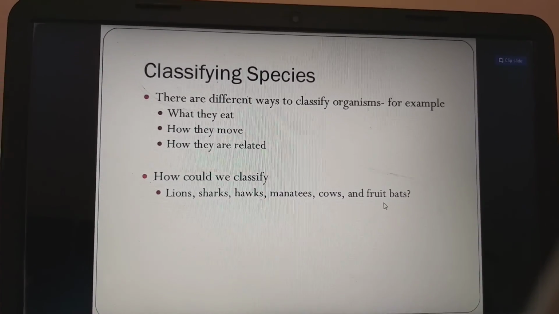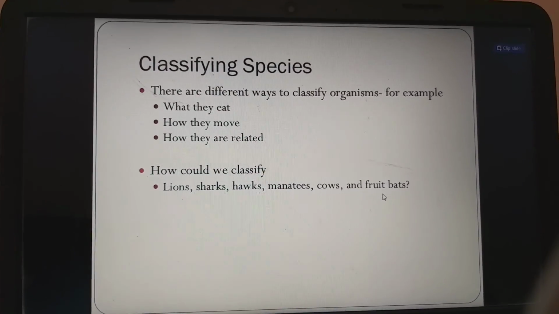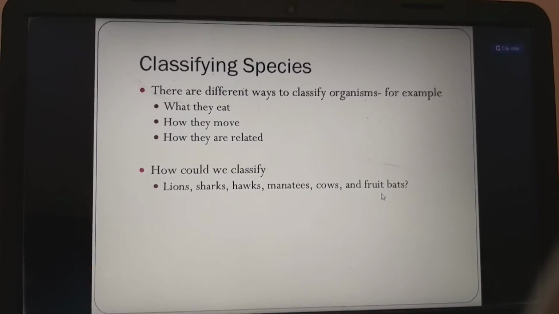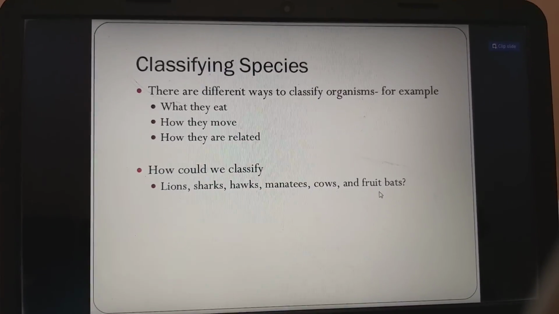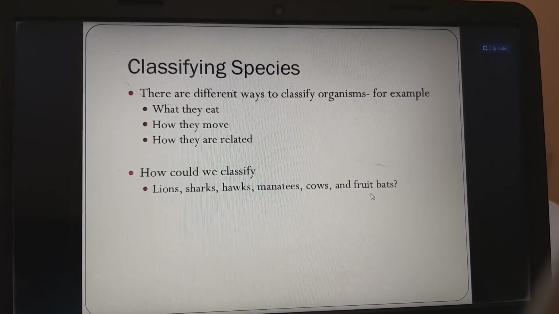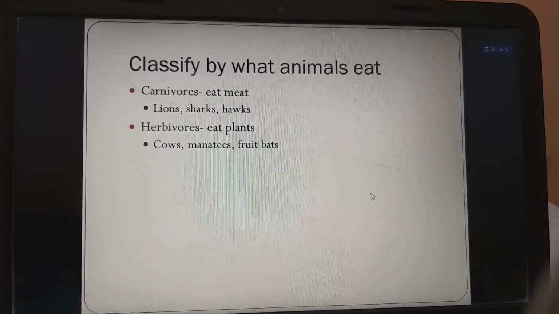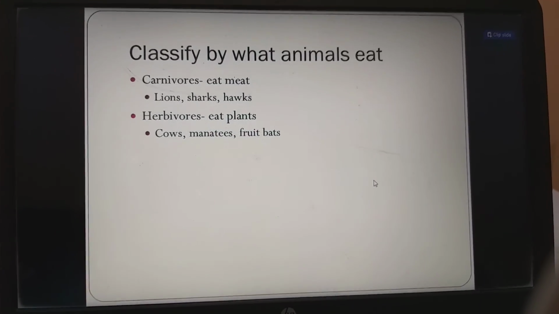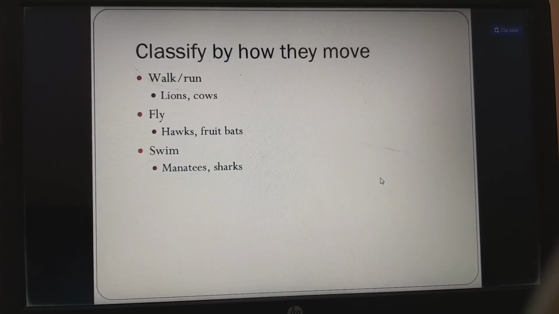Coming to the classifying of species, which is very similar to the previous example, there are different ways to classify organisms. For example, what they eat, how they move, how they are related. How could we classify lions, sharks, hawks, manatees, cows, fruit bats, etc.? All these are classifications. Classifying by what they eat: carnivores eat meat. Lions, sharks and hawks eat meat. Herbivores eat plants: cows, manatees, fruit bats.